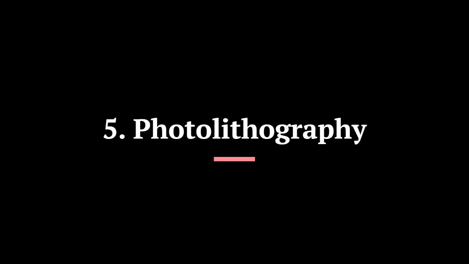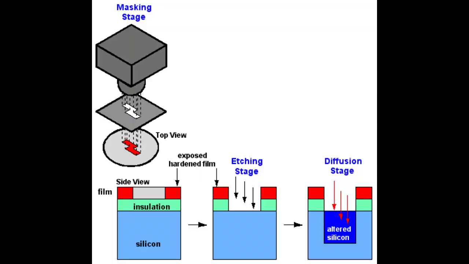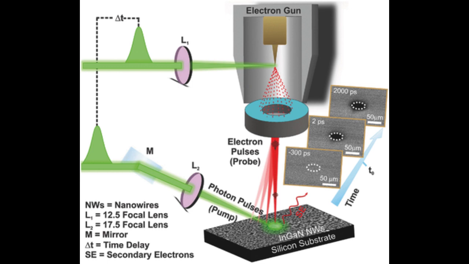5. Photolithography. Photolithography is a critical step that defines the intricate circuit patterns on the wafer. A photomask, which contains the desired circuit pattern, is placed over the wafer. Ultraviolet, UV, light is passed through the photomask, exposing the photoresist. The exposed areas of the photoresist either become soluble or insoluble, depending on the type of photoresist used.